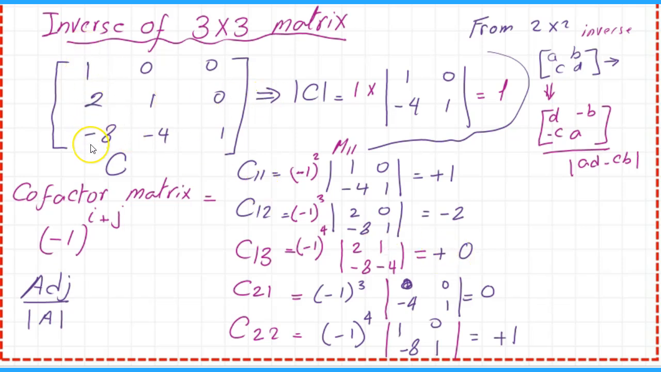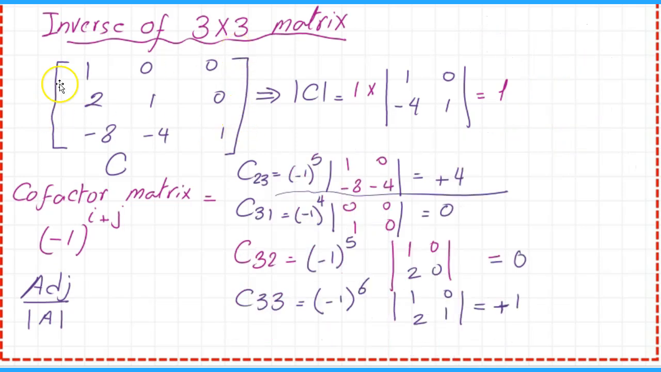C21, we have 0, 0, minus 4 and 1. The determinant value is 0, while the sign is negative. C22, we have 1, 0, minus 8, 1. This is a positive sign, and the determinant value is only 1, so we have plus 1. We'll move to the next slide.